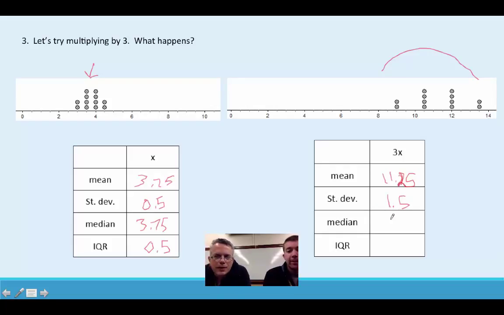All right, so the new median would be 11.25, 3 times the old one, and the new IQR? 1.5. Got it. All right, let's go to the next one. By the way, one last point. Division works the same way. Multiplication and division are related. So if we divided by a value, everything would change.